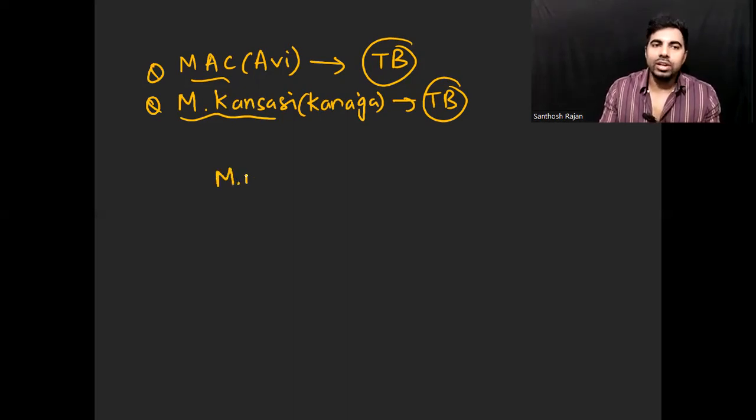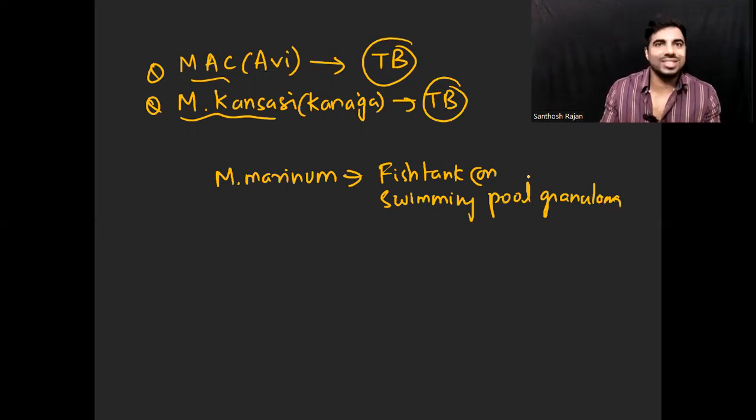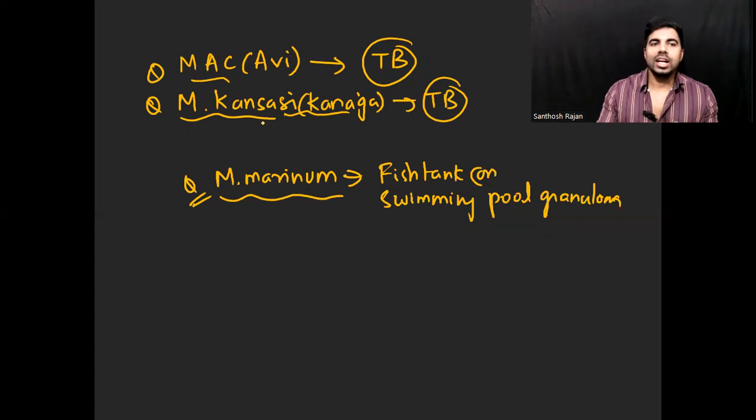And there is one thing: Mycobacterium marinum causes what? You remember, Mycobacterium marinum causes what? Fish tank or swimming pool granuloma. These are other questions they can ask. Remember this. These are a few things I wanted you not to miss. If the question comes from there, you're not going to miss it. So these are the few things I want you to remember: marinum and avium and kansasii. Please remember this. These are very, very important from the exam point of view. And kansasii is a photochromogen.